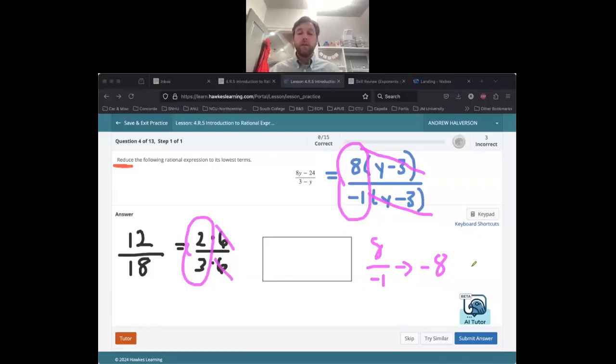But the takeaway here is, what's the process? Factor the top, factor the bottom, cancel your common factors. Just like we did over here. It's the same exact process, except now factoring is a little bit more of a big deal. It's a little more of a challenge sometimes.